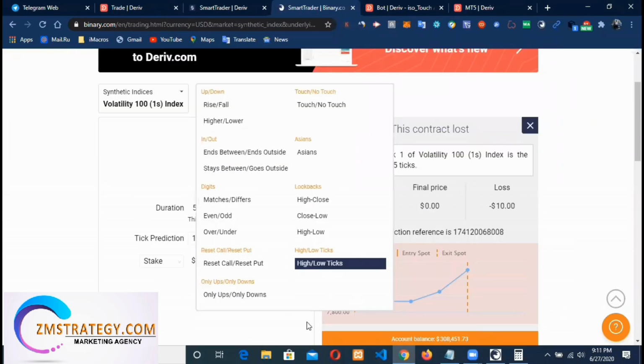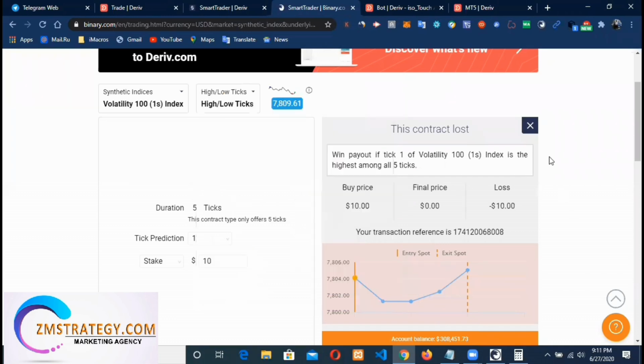So apart from this high and low tick, only ups, only downs, like the set I said, with these other ones, I don't love using them. So that's it. So you get to ask your question.